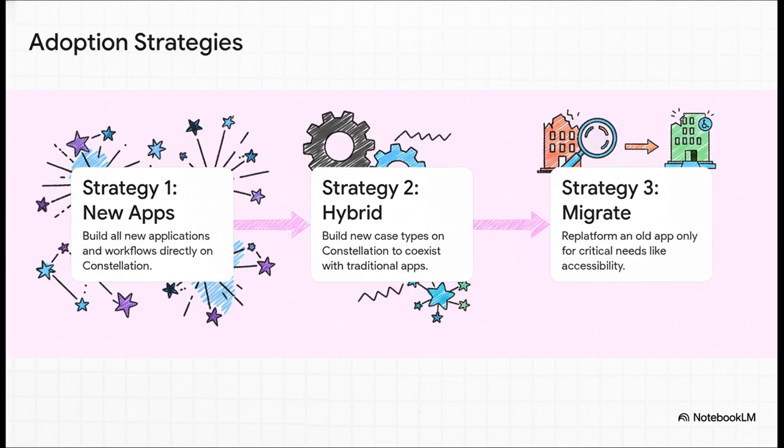The most common one we're seeing is strategy 2, the hybrid model. You keep your stable, existing apps running as they are, but you build any new case types or workflows on Constellation. This lets you learn and adapt as you go. And finally, there's strategy 3. Only take on a full migration of an old app when there's a really compelling business reason, like new accessibility laws that your old UI just can't meet.